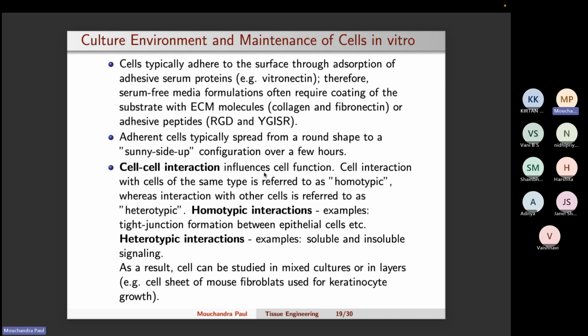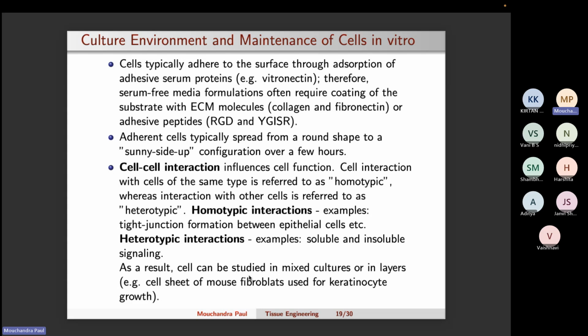Now, cell-cell interaction also influences how the cells function in vitro. If you are using only one type of cell, that is called homotypic culture, but if you are using multiple types of cells, then it is called heterotypic culture. Homotypic culture we generally do, and it is very relevant to the human body as well. Like in epithelial tissues, there is formation of tight junctions, and all the epithelial cells are of the same type. This is a type of homotypic interaction that happens in vivo, and we are mimicking it in vitro when we are using similar types of epithelial cells.